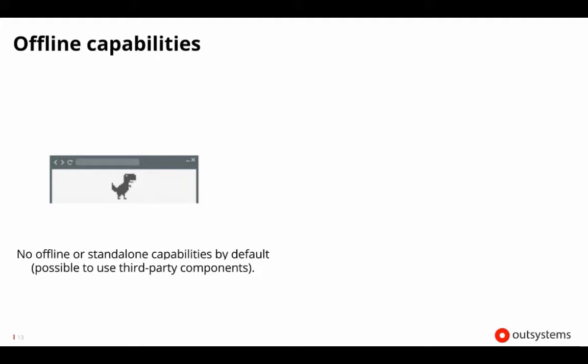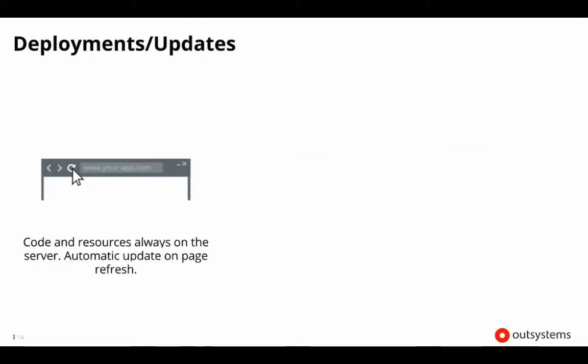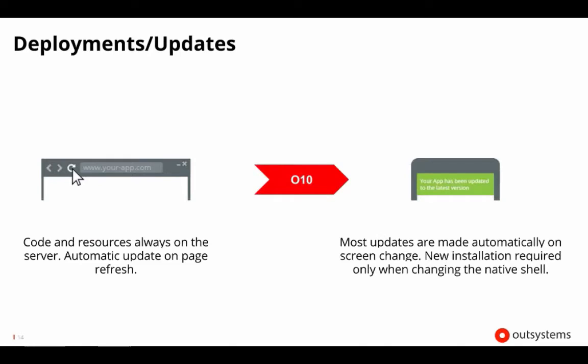Also, before we had no offline capabilities out of the box. We had to use third-party components for that. With OutSystems 10, we have local storage for offline data. The app code is also stored offline, and we can easily run logic on the device. As far as deployments and updates are concerned, before, code and resources were always retrieved from the server. With OutSystems 10, code and resources are stored locally for speed and to provide standalone capabilities, but they get automatically updated when changes are detected.